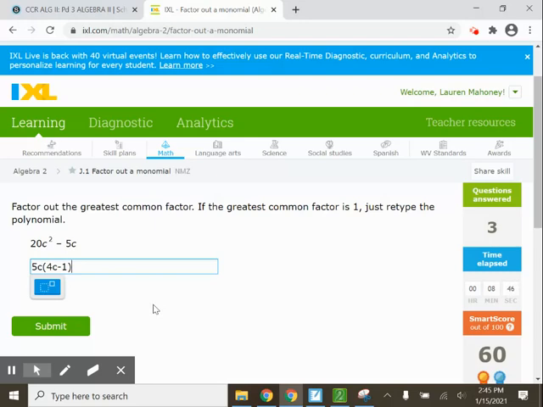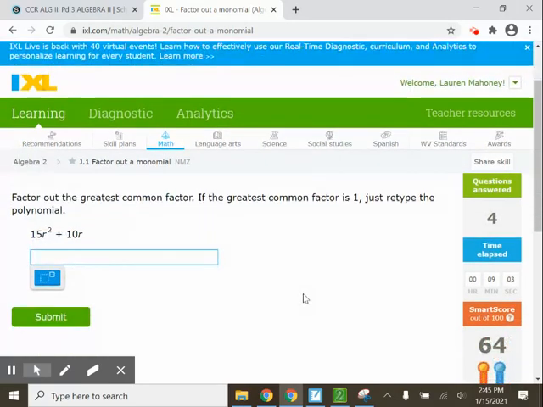This does illustrate a good point here, because 5c is your greatest common factor, and my second term is a 5c. It can't disappear completely. You do have a 1 as a placeholder. If there were 2 terms to begin with, there still has to be 2 terms inside the parentheses.